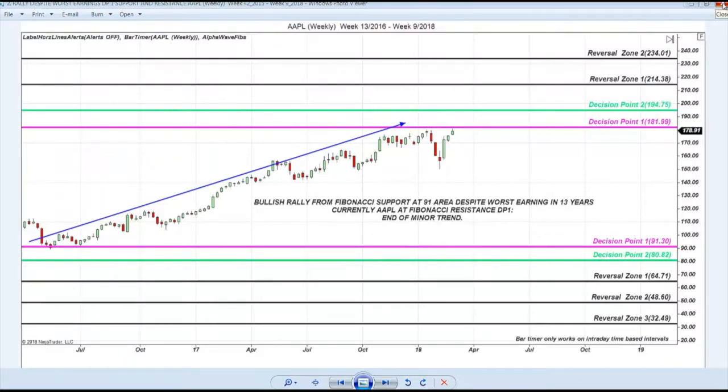And this is Apple 3 years later. Exact same problem, except in this case, it is key resistance. The end of the minor trend to the downside was respected. The end of the minor trend to the upside is key resistance. In a play on Apple, half of 2017, half of 2018.